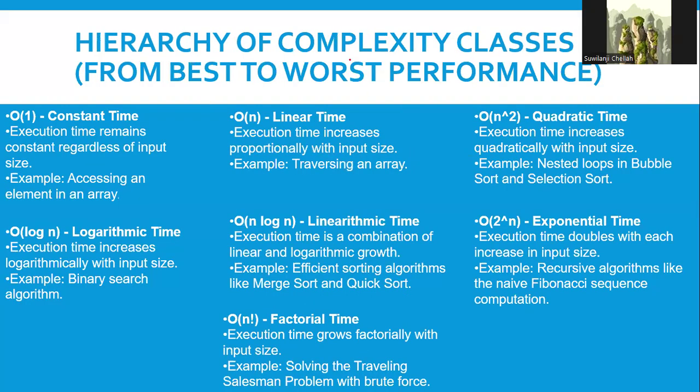So we have the hierarchy of complexity classes from best to worst cases. We've got constant time. I've already explained this, but let me just run through it. So execution time remains constant regardless of the input size. So an example could be accessing an element in an array. So we've got an array, let's just say we've got A there, right? And then we've got array at I.